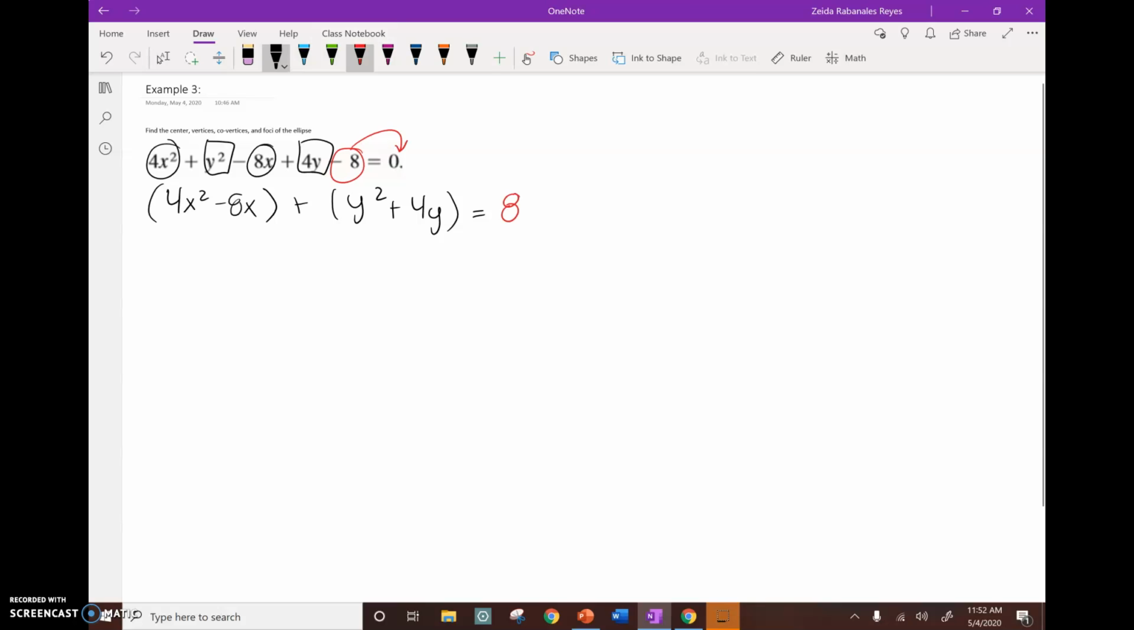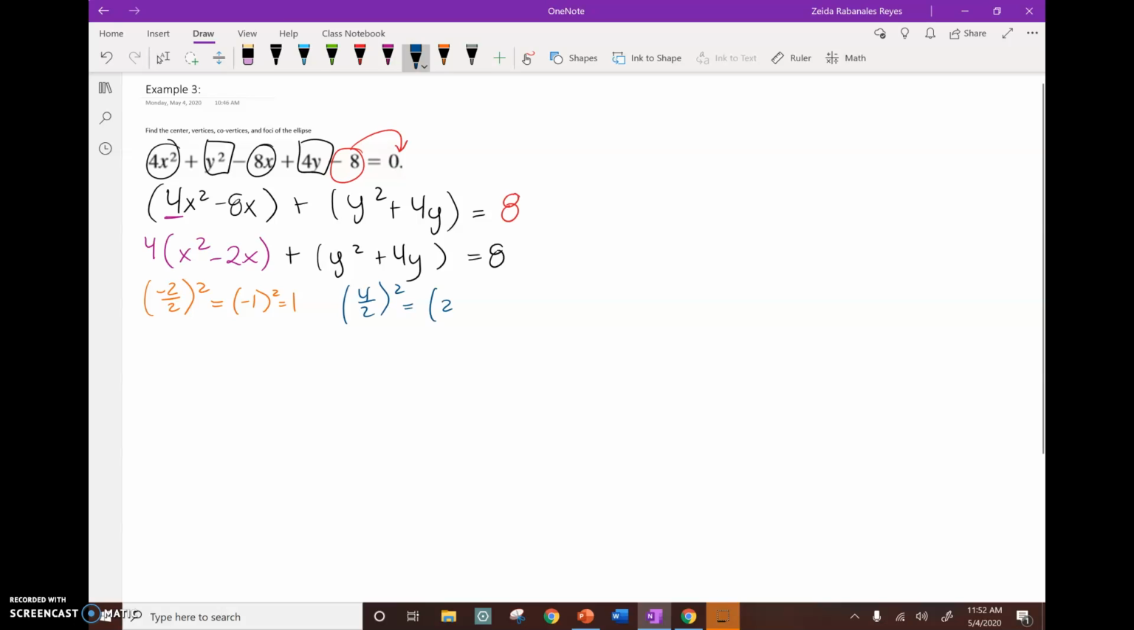Now we're going to take out a greatest common factor. The 4 in the front I need to remove. So then I have x squared minus 2x plus, the y doesn't have a greatest common factor, so I'm going to leave it, is equal to 8. Now we're going to complete the square. So negative 2 over 2 to the power of 2, negative 1 to the power of 2, which gives me 1. And then we have 4 divided by 2 to the power of 2, 2 to the power of 2, which is 4.